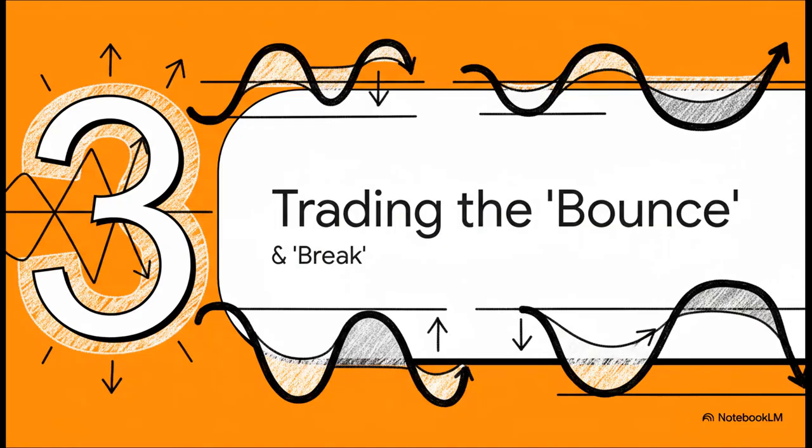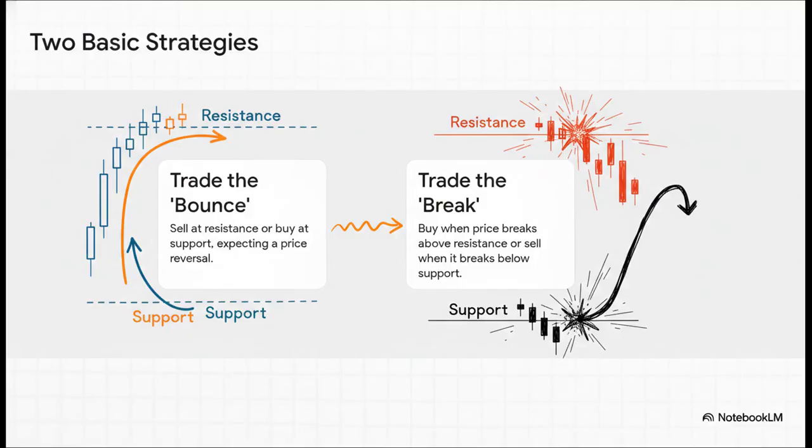So how do traders actually use this stuff? Well, they don't just sit there and watch these levels. They build entire strategies around them. And really, there are two super basic ways to trade based on these floors and ceilings we've been talking about. It pretty much boils down to this. You're either betting that the level is going to hold, which is called trading the bounce, or you're betting that the level is going to fail, which is trading the break.